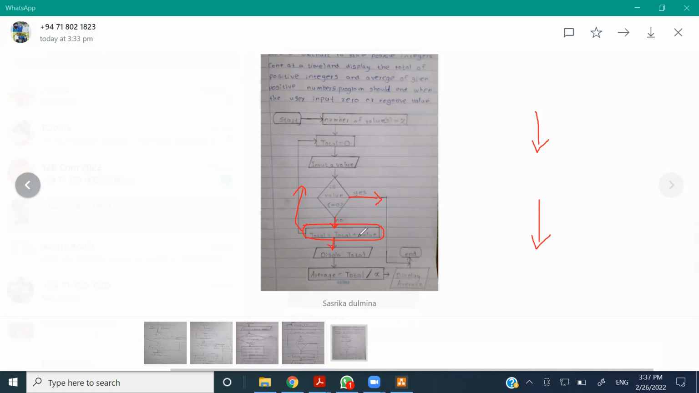Yes, sir. And then, Sasrika, you have to add the counting part as well. Your number counting part is not here. Right? You can't have the number of values early in the flow chart because we don't know how many values are going to be entered by the user. He will enter some random numbers. Once he inputs 0 or a negative, then only the totaling part and the counting part is going to finish. Right? So you have to do those corrections.